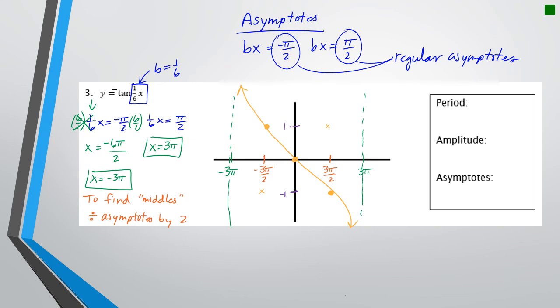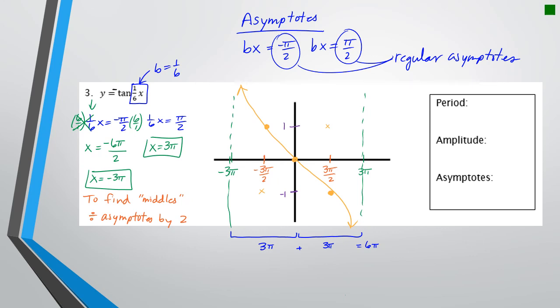All right, so period. There's two ways you can figure this out. The first way is by looking at the graph. If you see that from this side here to 0, it's 3 pi, and from this side here to 0, it's also 3 pi. If you added these together, it would give you a total of 6 pi, which is the period of this graph.